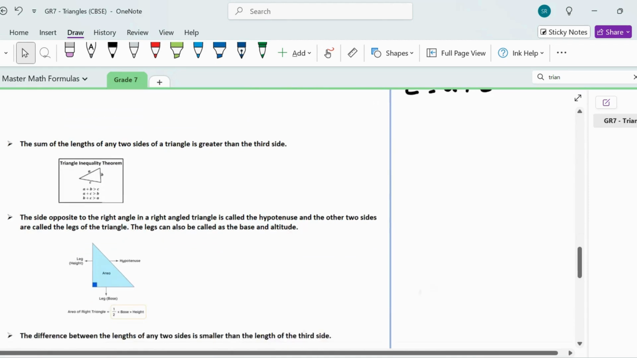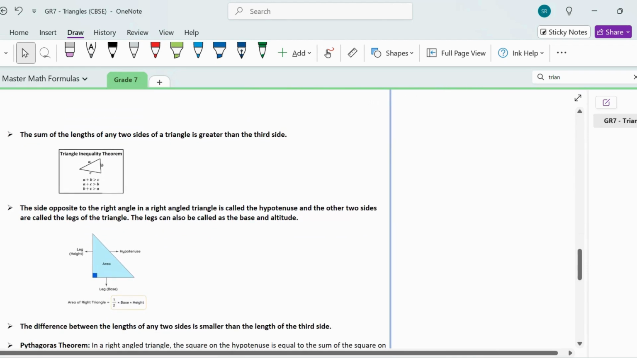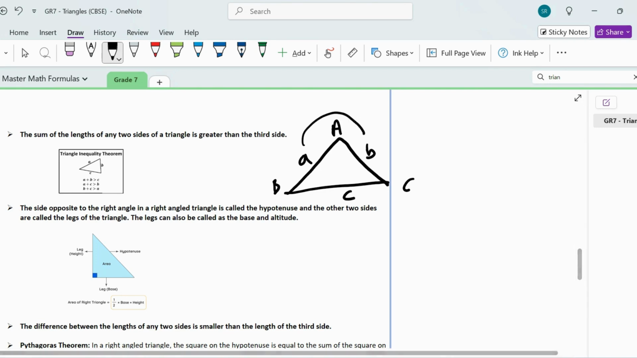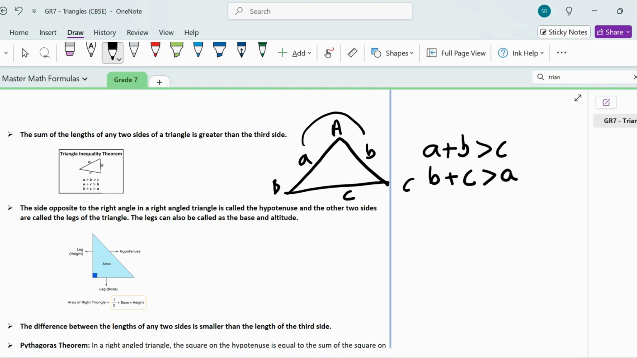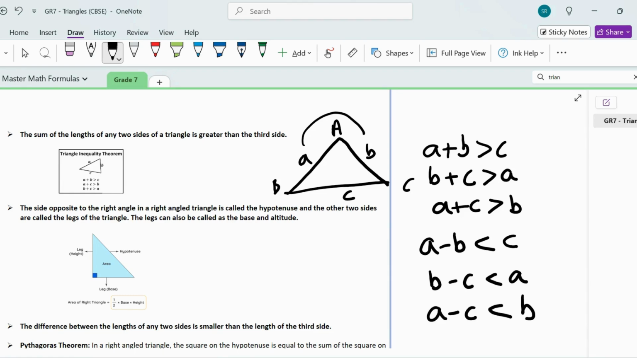Now coming to the relationship between the lengths of the sides of a triangle. Okay. So you have a triangle whose side lengths are A, B, C. When you add up any two lengths, it is always greater than the third one. That is, A plus B is greater than C, B plus C is greater than A, and A plus C is greater than B. Similarly, the difference is also less than the third side. A minus B is always less than C, B minus C is less than A, and A minus C is less than B.